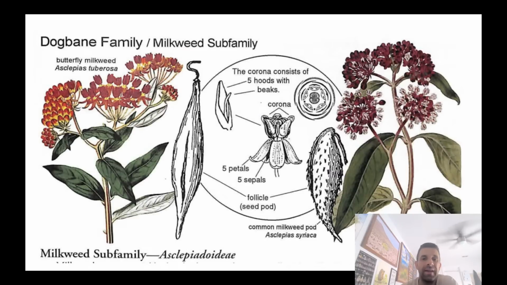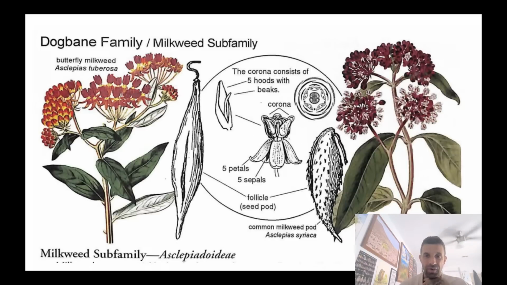All right, dogbane family, milkweed subfamily. Same thing. Apocynaceae is the family. The milkweed subfamily is Asclepiadoideae. I didn't put the main family in there because we've only got a few members in West Texas that we could talk about, right? But everybody knows milkweeds, or at least hopefully you do. Really important plant, host plant for monarchs, and really unique flower structure, okay? That's a single milkweed flower. Often you'll see a bunch of them together on an inflorescence.